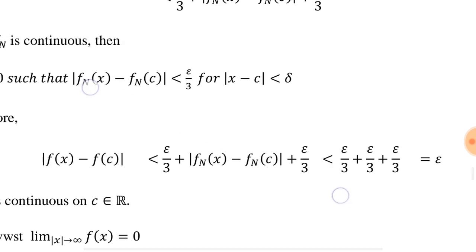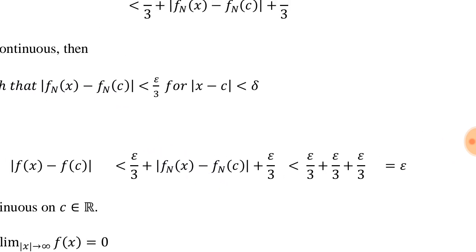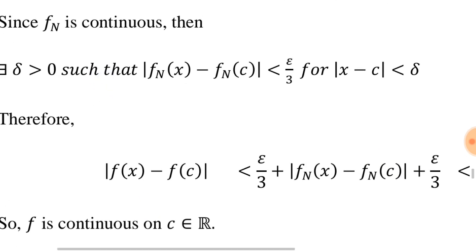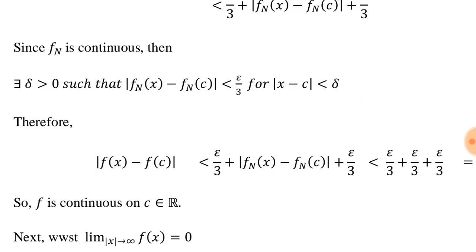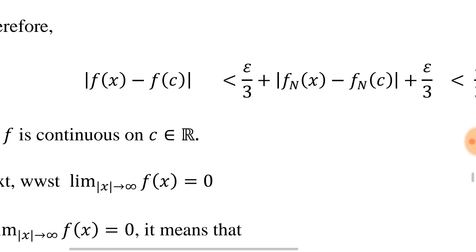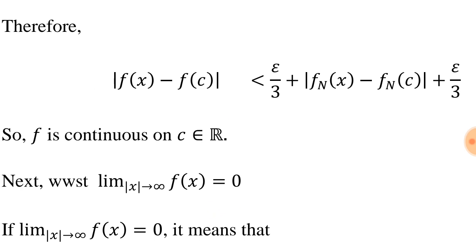Therefore, this is less than epsilon over 3 plus epsilon over 3 plus epsilon over 3, which is equal to epsilon. So the absolute value of f of x minus f of c is less than epsilon. So f is continuous on c, an element of R.